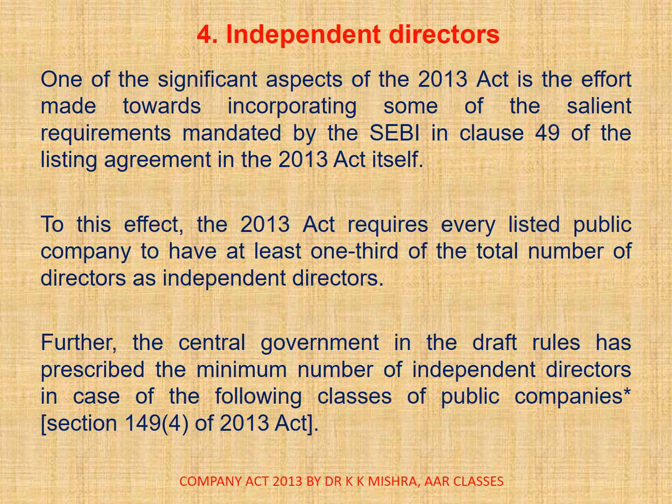Now, to this effect, the 2013 Act requires every listed company to have at least 1/3 of the total number of directors as independent directors. This is a point to be noted. Further, the central government in the draft rules has prescribed the minimum number of independent directors in case of the following classes of public companies. This is in detail given in section 149 clause 4 of Companies Act 2013.